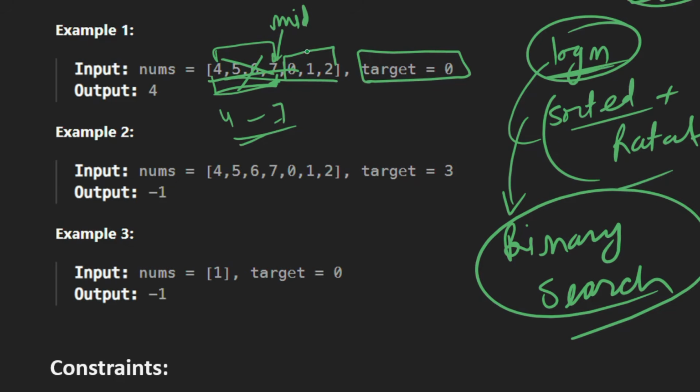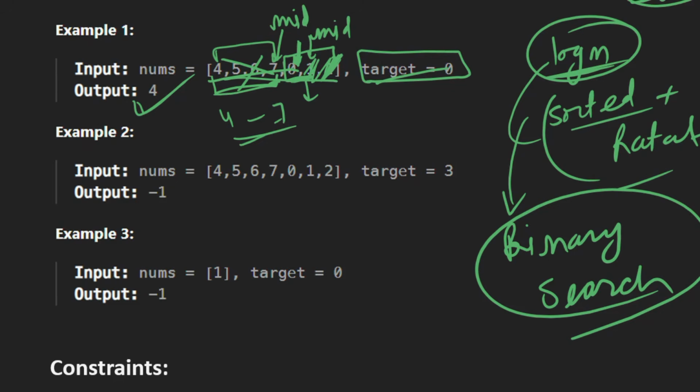So now again here mid will be 1, our midpoint. Then again we check in the left half. This left half is sorted, so we check whether our target lies on the left half. Yes, target lies on the left half, so we discard the right half, so we are left at 0. So then we return our index.